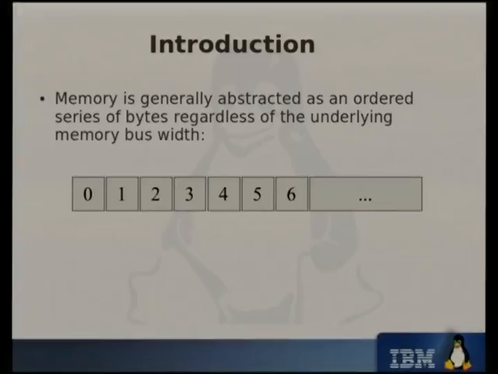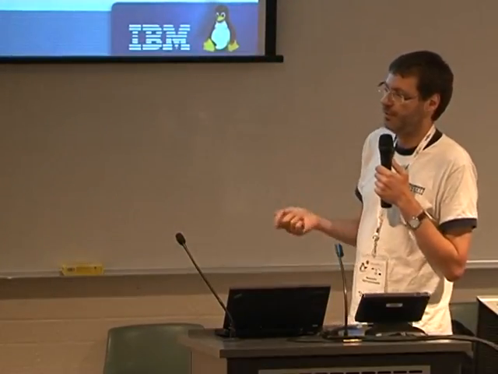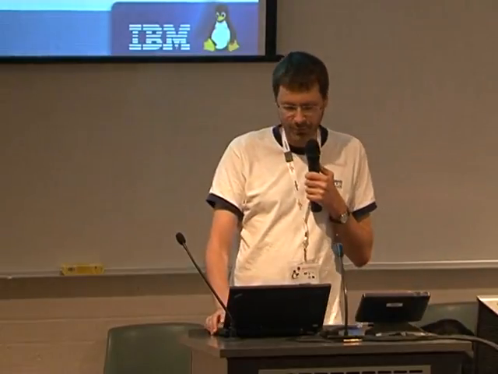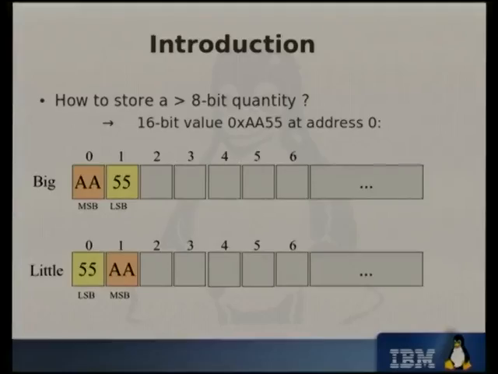So first, what is it all about? Memory is generally abstracted nowadays as an ordered series of bytes, so an array. The way we address a piece of information in memory is through a byte address. That is, regardless of what the actual data path to your memory from the CPU is. It can be 128-bit wide, which is fairly common, but the logical unit of information that you address in memory is a byte. So naturally from there derives a question of how do you store a quantity bigger than a byte, such as a 16-bit number, in memory.